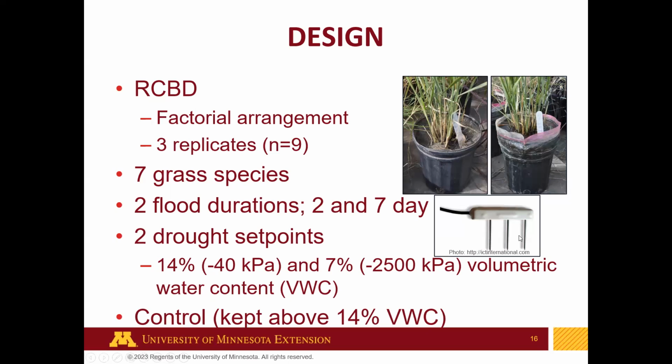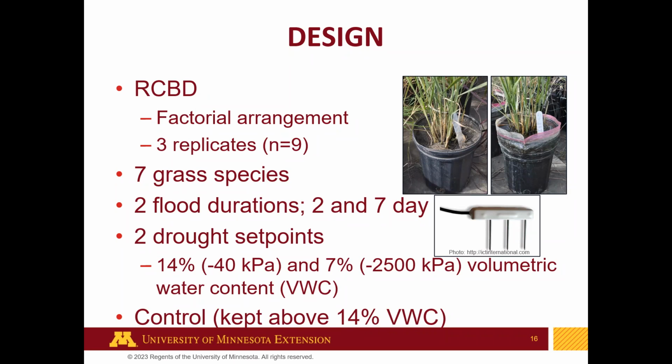And that was determined using a handheld moisture meter that you see pictured right here. I would go out every day and take moisture readings. And once the 14% or the 7% treatment was met, they would then go back into their flood duration. For this study, a species was removed once the 7-day flood and 7% drought set point went through 4 cycles of flooding and drought. At that point, that species was removed, our data was collected from there, and then we did the same thing for the rest of the species too.